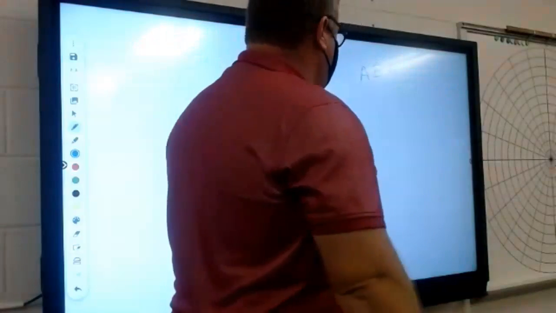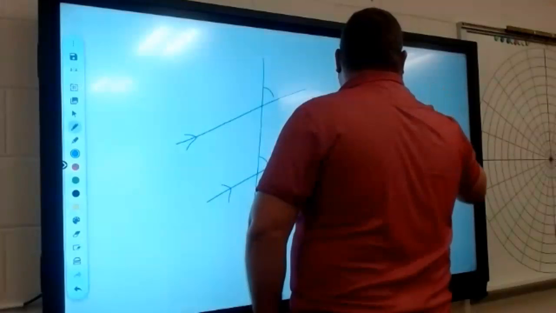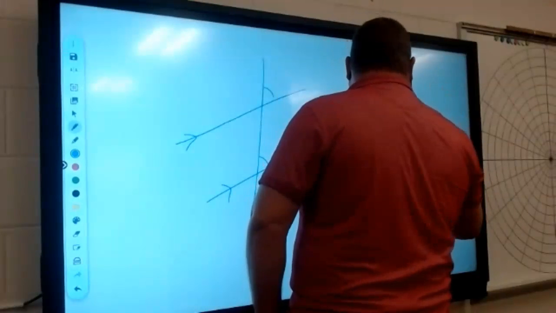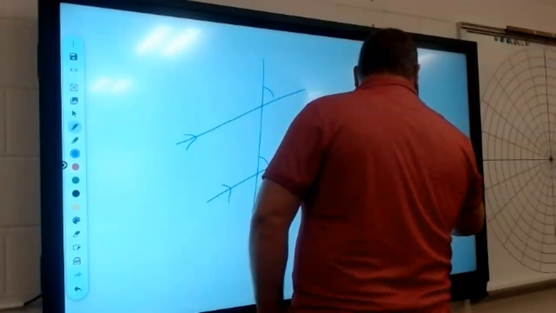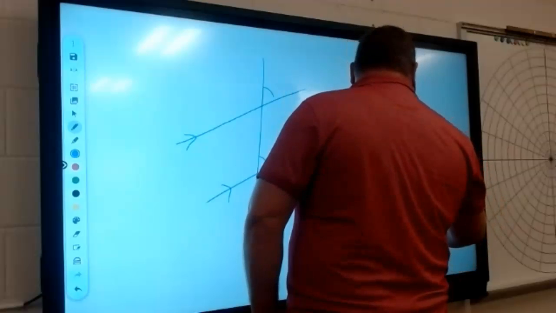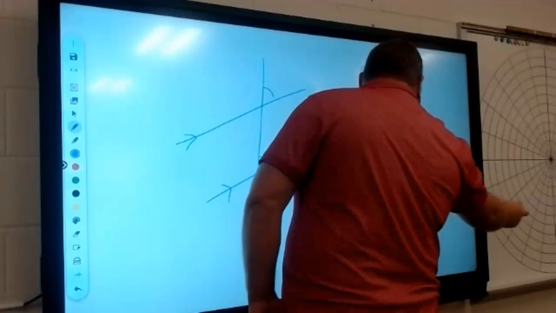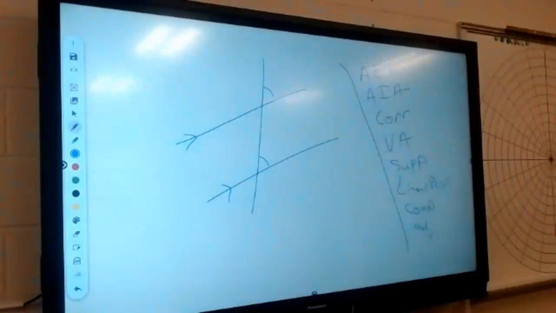Oof, rough. And then we have AIA. And we have CORR. We have vertical angles. We have supplementary. We have linear pair. What else do we have? We have complementary. We have adjacent. Have all of those been in your slideshow already? Yes or no? Yes, no, yes, yes, and yes, good.